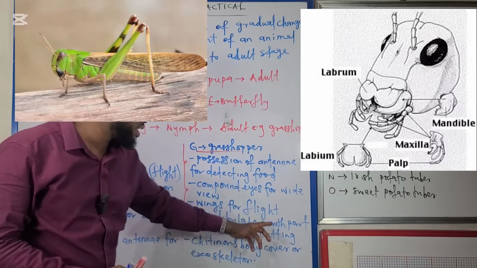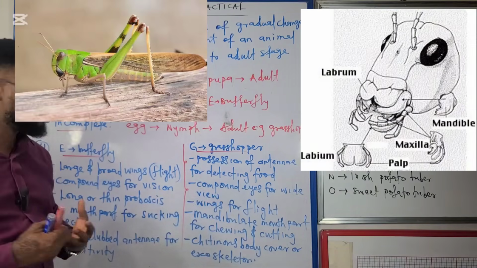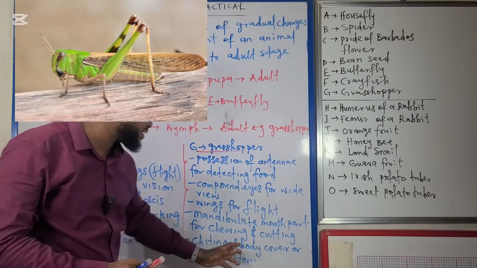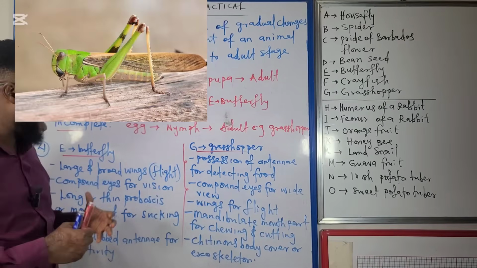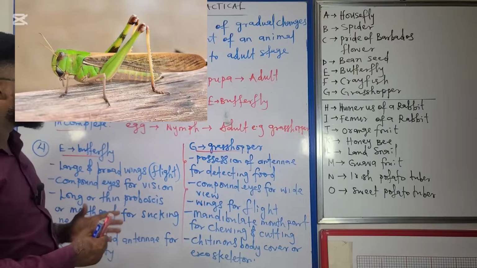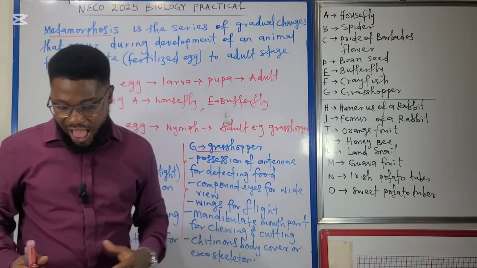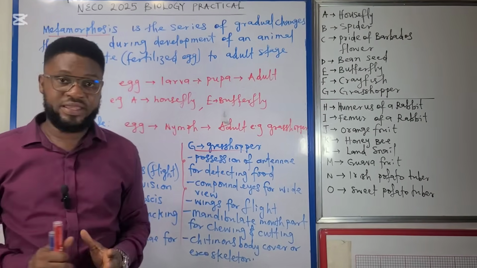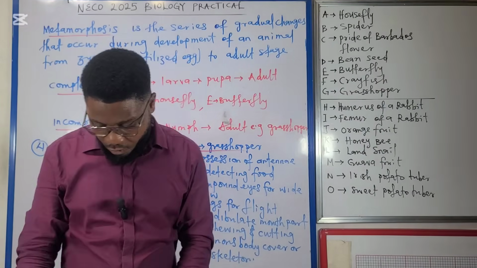This is a chewing mouth part. That is why your grasshopper is able to chew on leaves of plants. Also, it has a chitinous body cover or exoskeleton that protects the soft tissues on the inside. So that is how specimen E and G are well suited or adapted to their habitat and way of life. And that ends question 4.